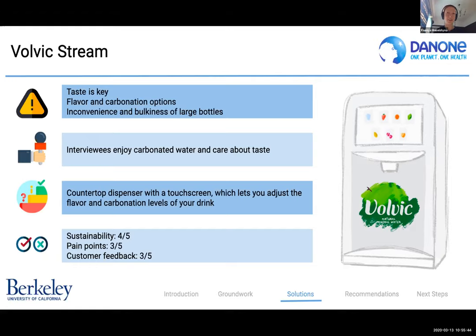So with that consideration, we decided to create a device for the home kitchen that would help store the Volvic bottle inside and create personalized flavors. It also makes the pouring easy and fast, so it can be easily connected with a tumbler. It's a countertop dispenser with a touch screen, which lets you adjust the flavor and carbonation level of the drink. The feedback from the customers was mainly positive.